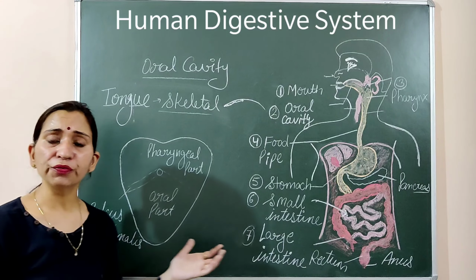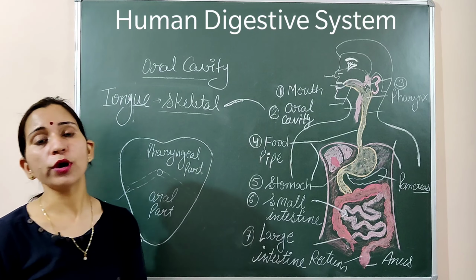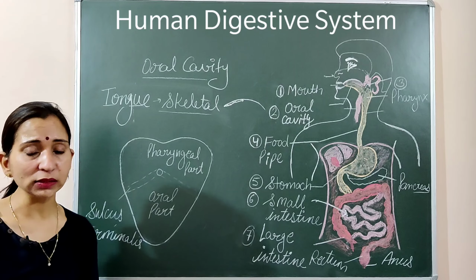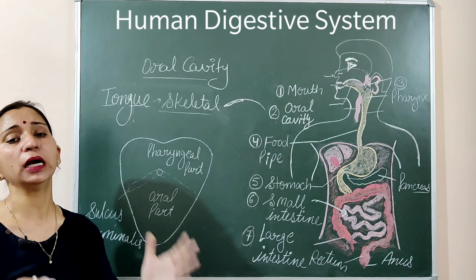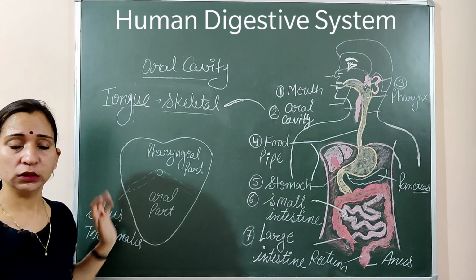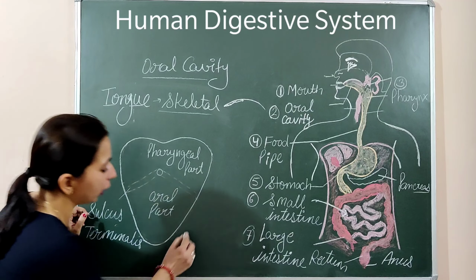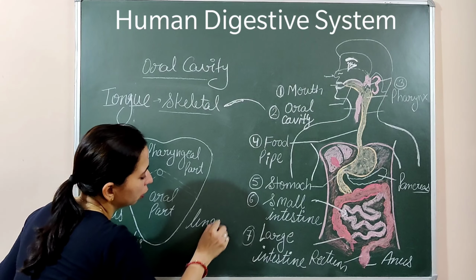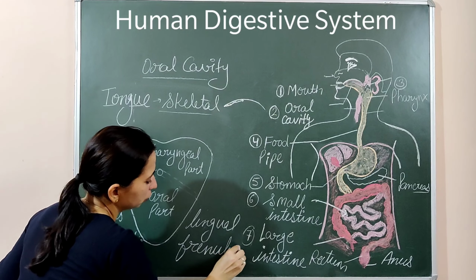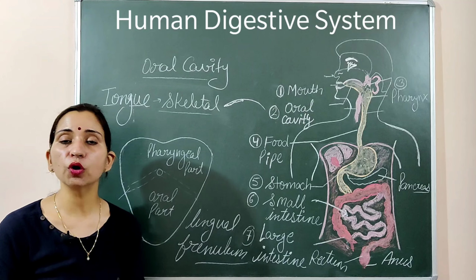And the tongue is a freely movable structure, but it remains attached at the base of the oral cavity. जो tongue हमारी आगे से freely movable है, but at the back side, at the posterior part, it remains attached at the oral cavity. So the structure which attaches the tongue to the base of the oral cavity is known as lingual frenulum. So lingual frenulum is the structure which keeps the tongue attached at the base of oral cavity.